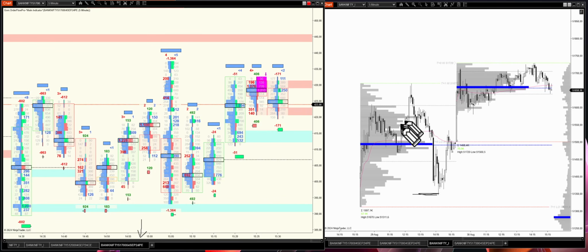Nevertheless, there's no concept of volume profile as such that we're going to use today, but we just have the chart on so that we understand it in conjunction with the PE chart that we have here.